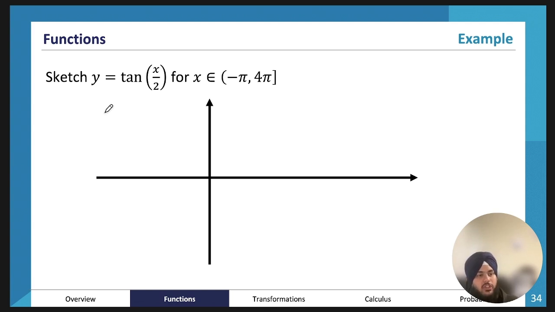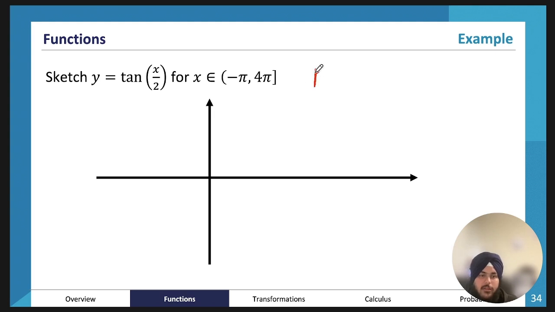So if we have a function y equals tan(x/2 + pi), and we need to sketch that function in the given domain negative pi to 4 pi, first step first is to determine the amplitude. The amplitude for the tan function is actually a little bit irrelevant, because the graph extends from negative infinity to positive infinity every single time. So I'm actually going to ignore the amplitude. But what I will find is the period.